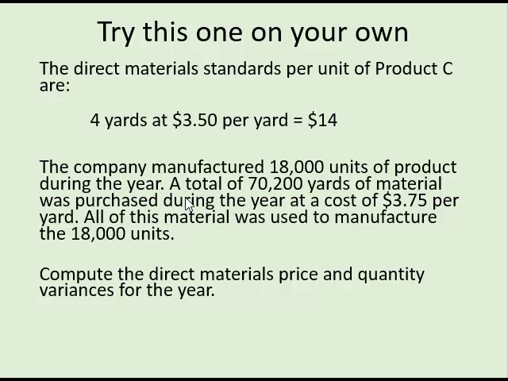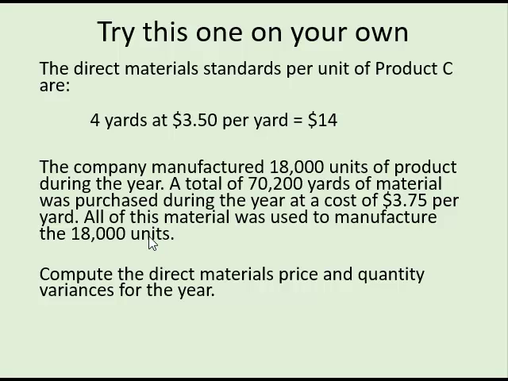Therefore, the standard direct materials cost per unit to make 1 unit of product C would be $14. So now we see in this paragraph that the company manufactured 18,000 units of product during the year. A total of 70,200 yards of material was purchased during the year at a cost of $3.75 per yard. So this is the actual information, the actual quantity, and the actual price paid per yard. And by the way, all of this material, all of the 70,200 yards, was used to manufacture the 18,000 units of product.